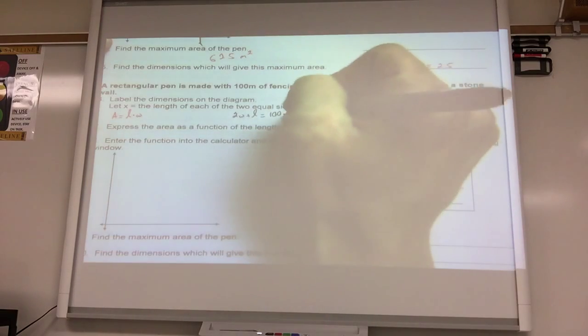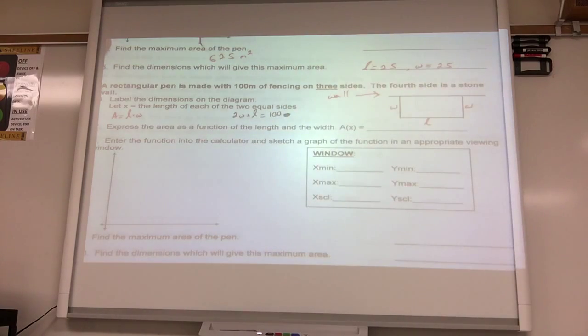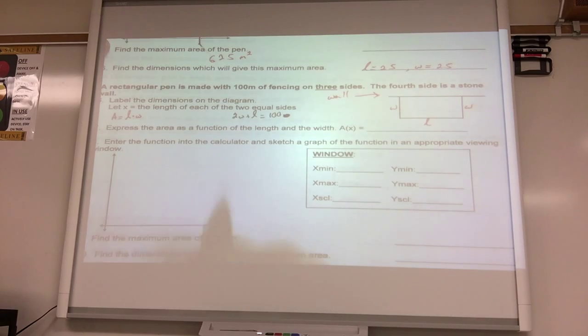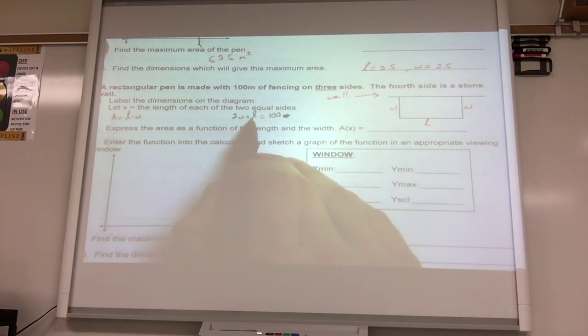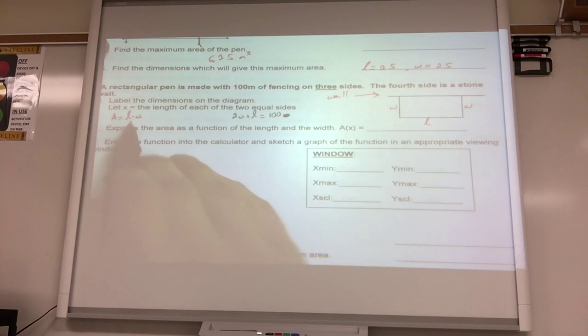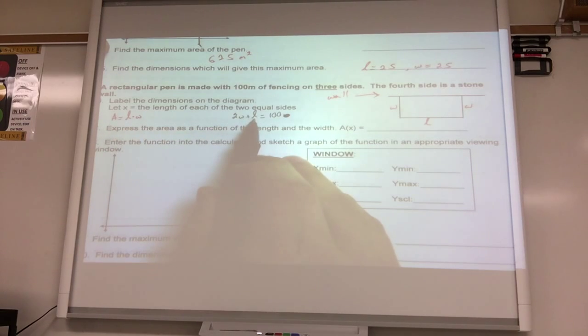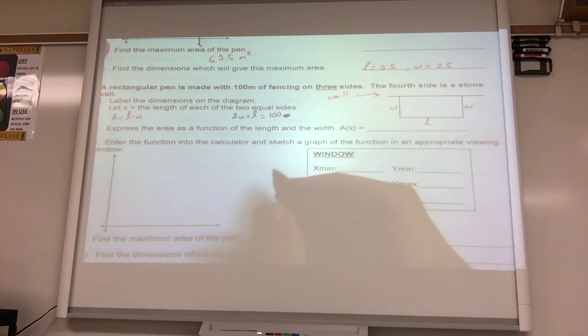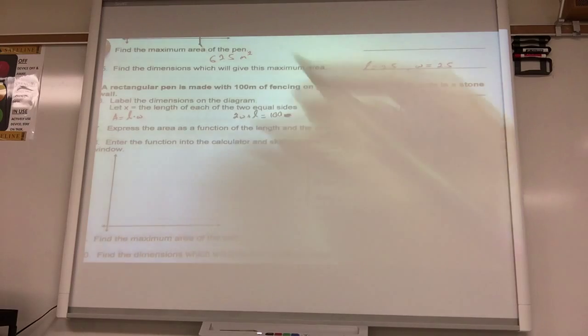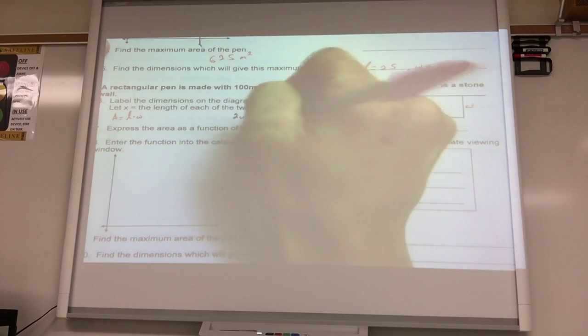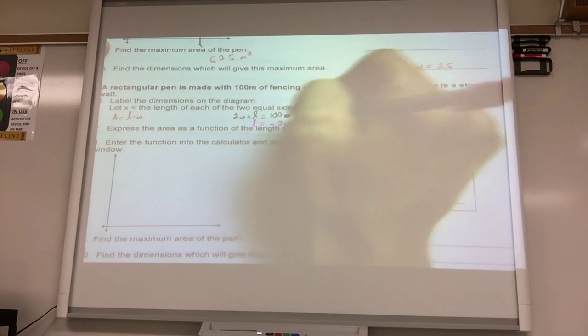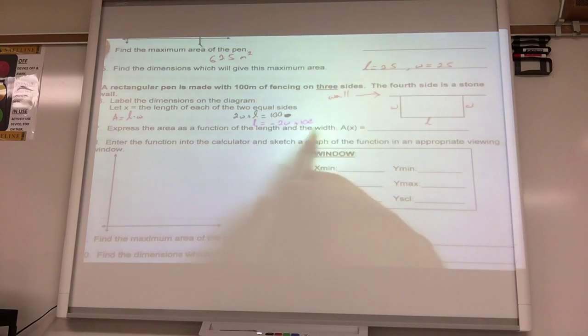100 meters of fencing. I'm just going to put 100 so we don't think that m is a variable of some kind. And now my objective is to solve for one of these variables so that I can plug it into this area equation. Right now I don't see any coefficient to L, so I'm going to go ahead and solve for L. I'm going to subtract 2w to the other side. So that's going to be L equals negative 2w plus 100.